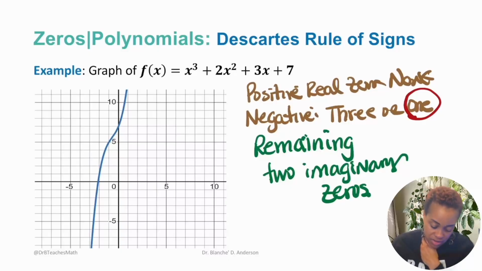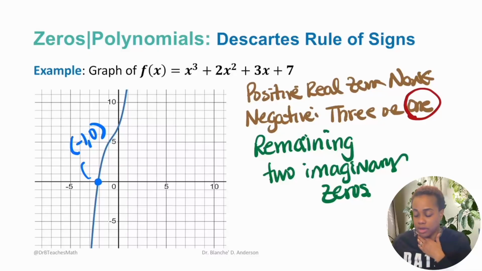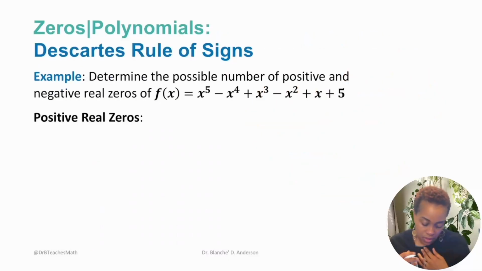So when you graph it, you find the 1, which looks like, I'm assuming that's -1. I didn't draw it to scale, but I'm assuming that's -1, 0. So then the other two are probably going to be imaginary. Okay, look at this one.